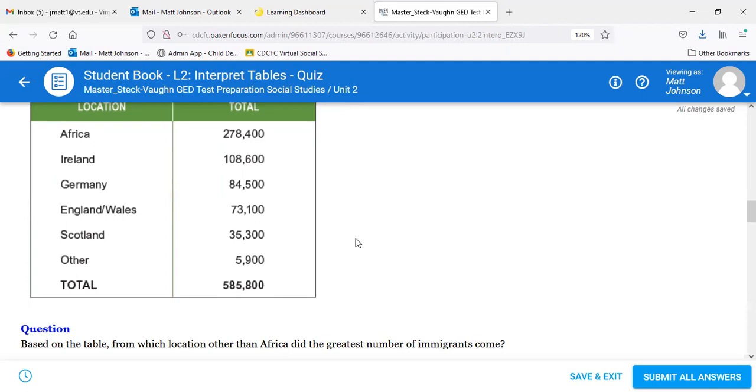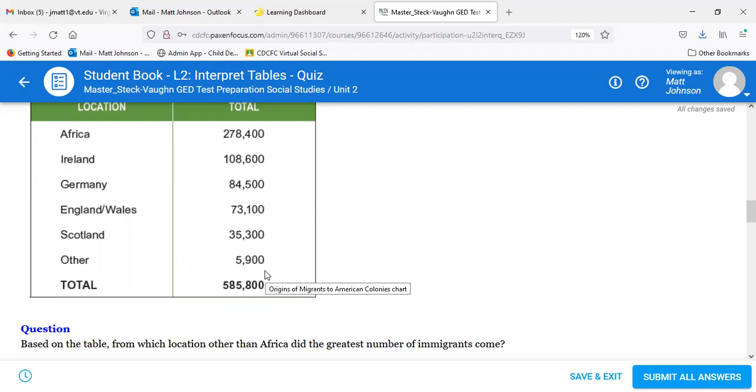And our first question here is, based on the table, from which location other than Africa did the greatest number of immigrants come? So what's our answer there? Ireland, right? And so this is probably a good time to mention this too, right? In this case, the columns are organized by the total, right? We see a descending number there from 278,000 down to 5,900.